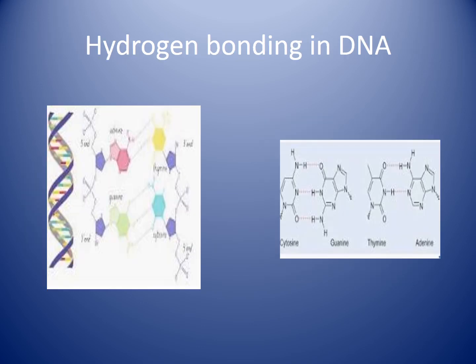Hydrogen bonding in DNA. This is the example of intramolecular forces of attractions. Means in the DNA, the different bondings which are present, the nitrogen, hydrogen and oxygen are making different bonds in different areas and giving it a double helical structure.